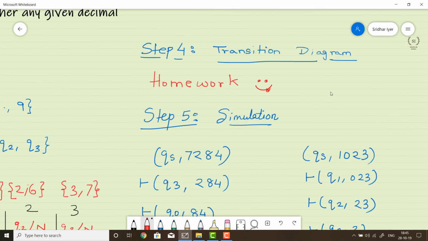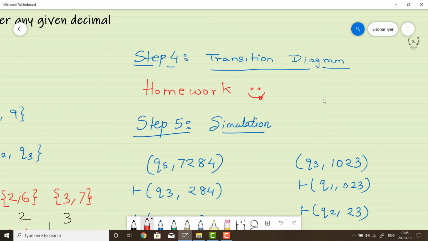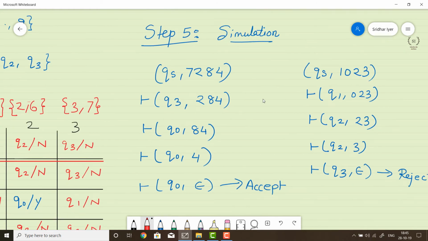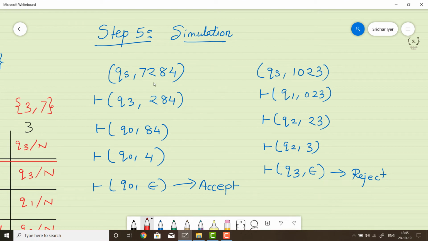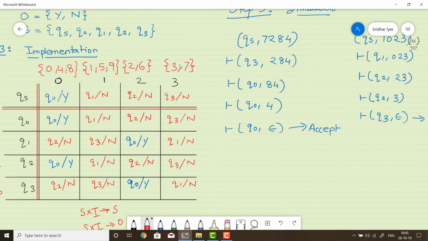I can leave the transition diagram up to you because you have already seen how to construct a transition diagram in the previous example. The last step is the example, or the simulation. I have taken 2 different examples. For simplicity I have shown it here to quickly verify with the table.